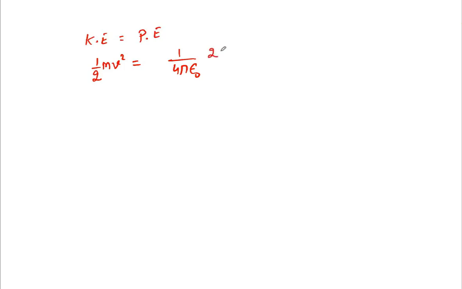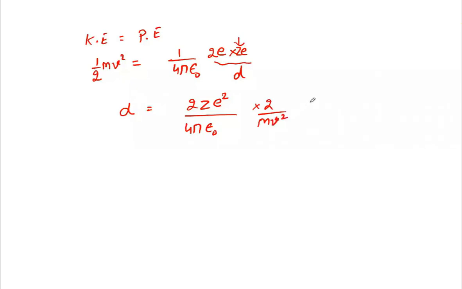So Q1 and Q2: one is 2E, the second is ZE. Z is the number of protons present in the gold foil or whichever atom is taken, and D is the distance of closest approach, from which we can find the value of D. So D comes out to be Z into E square over 4 epsilon naught into mv square.